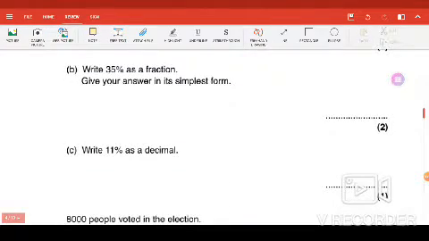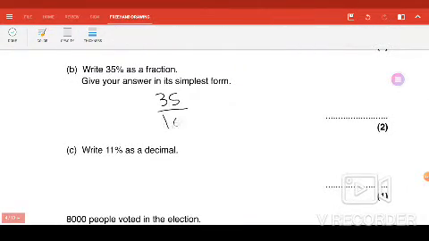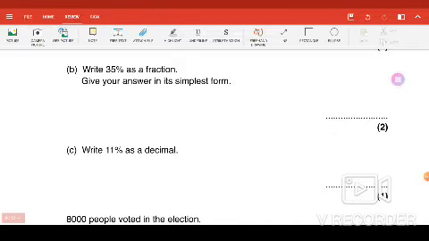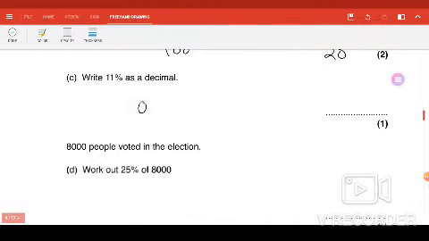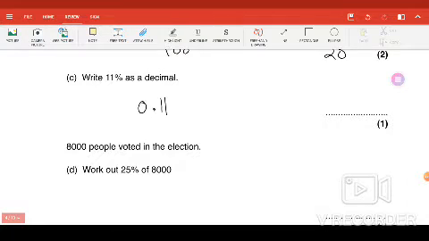Write 35% as a fraction. It will be 35/100. This will be divided by 5. It will be 7/20. As decimal, this will be 0.35.